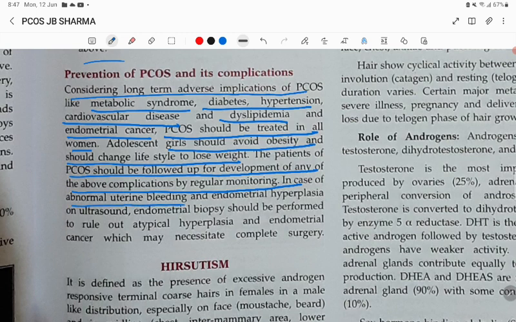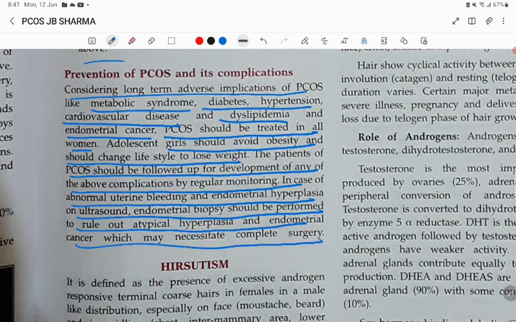In case of abnormal uterine bleeding or endometrial hyperplasia on ultrasound, an endometrial biopsy should be performed to rule out atypical hyperplasia and endometrial cancer, which necessitates complete surgery.